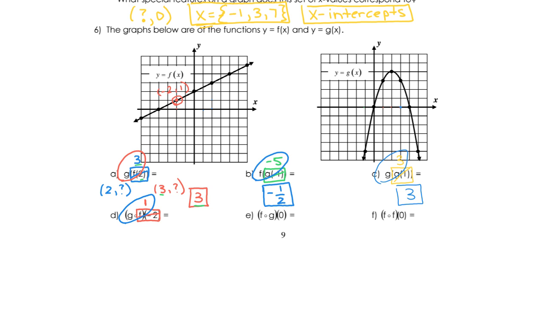So on the G graph, if we go over to positive 1, we would have to go up to this point to hit it. And the coordinates of that point would be 1, comma 3. And 3 is our final output value. Okay. All right. I'll erase, so we can do the next one.